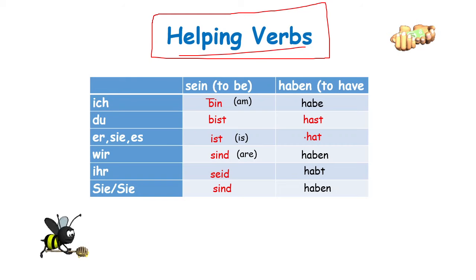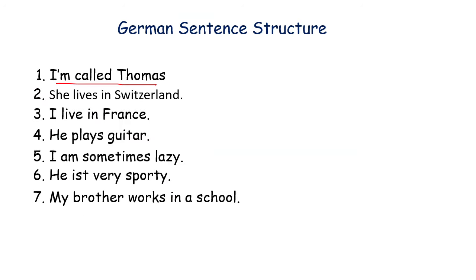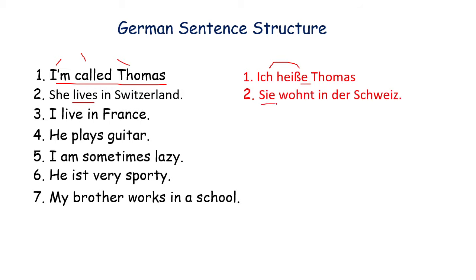Now see some examples of how we are going to make a sentence. Like, I am called Thomas. First we have a subject, then verb, then object. Ich heiße. So the verb is heißen. With ich we add only e. So, Ich heiße Thomas. She lives in Switzerland. So lives is wohnen, conjugated with sie. So, Sie wohnt in der Schweiz. The verb conjugates with the subject. I live in France. Ich wohne, because with ich we have e, in Frankreich.